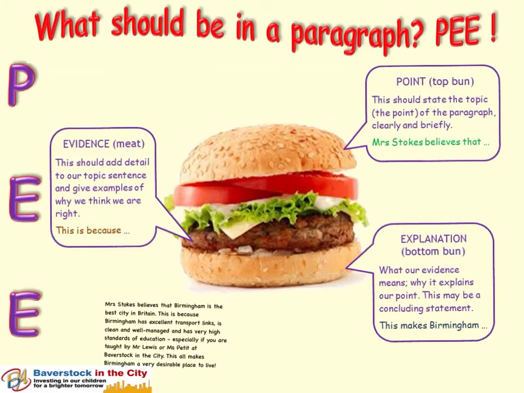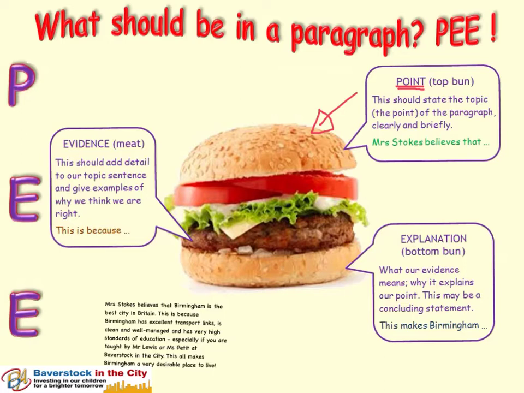So what should be in a paragraph? P. Let's have a look here. The P is for the point. It's the top bun. This should state the topic or the point of the paragraph clearly and briefly. Mrs. Stokes believes that, and then she goes on to make her point.